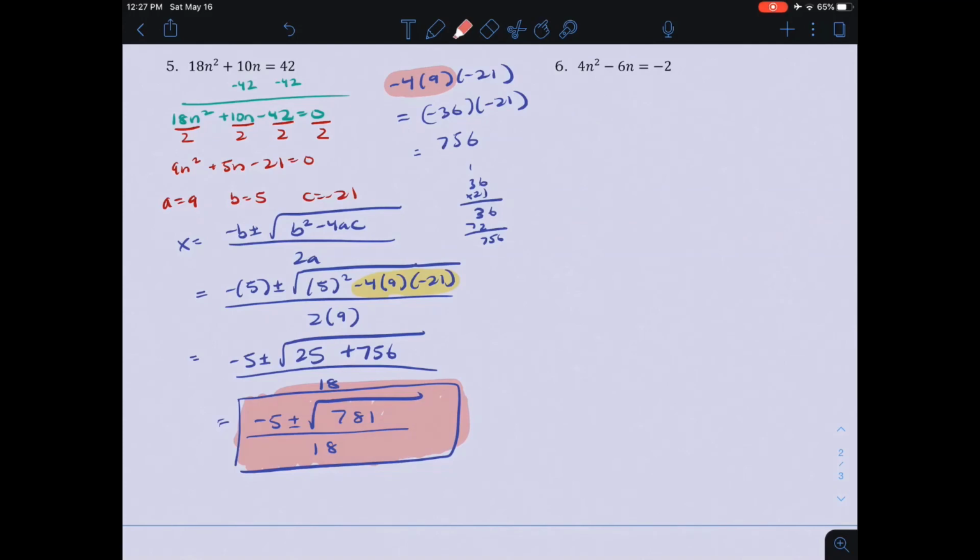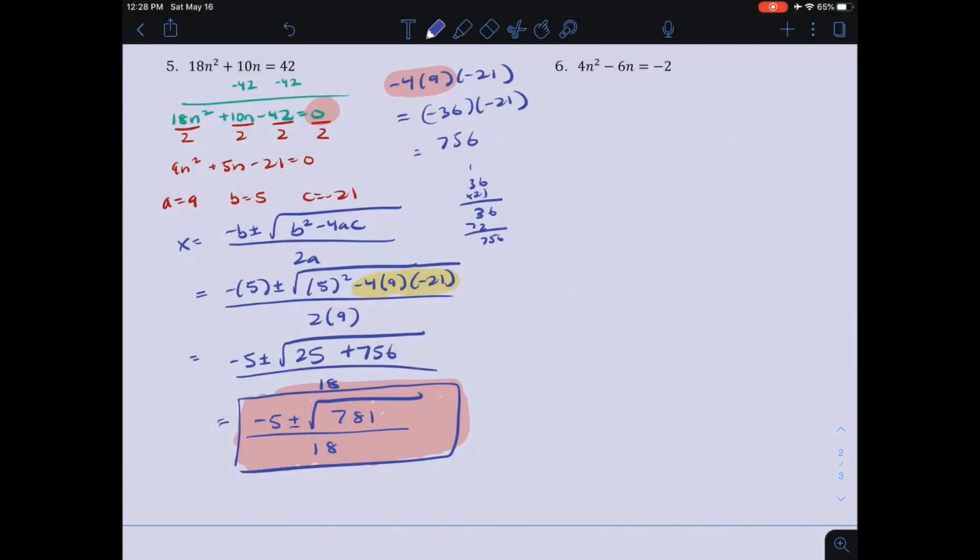So if you notice, this problem required an extra step where I had to subtract 42 from both sides because again, you always want to have the 0 here, right? It's so important. And then from there, you can identify your A, B, and C. So at this point, try number 6 on your own. As usual, pause the video, and when you're ready, press play.